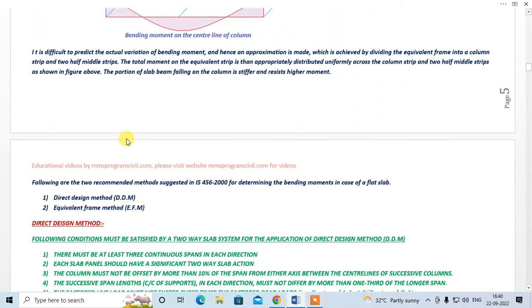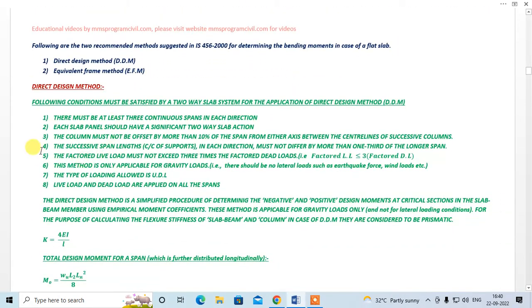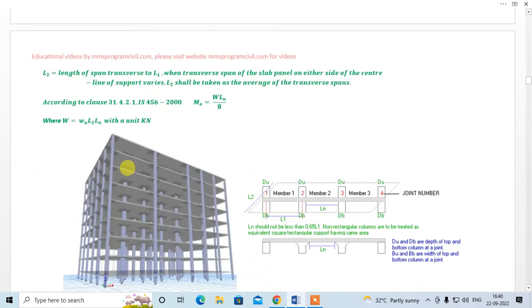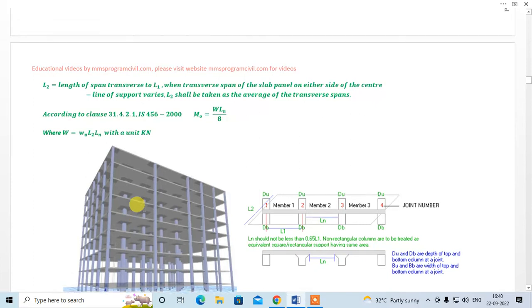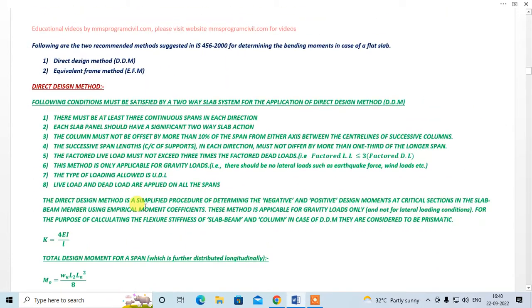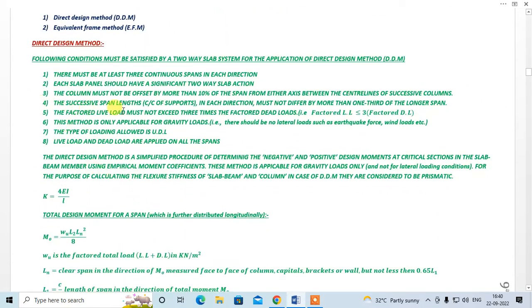The next point is that the successive span lengths, that is center to center of the supports in each direction, must not differ by more than one third of the longer span, right? So these are the five different spans, and they should not differ by more than one third of the longer span. That is what the code means. The factored live load must not exceed three times the factored dead load. This is very important.